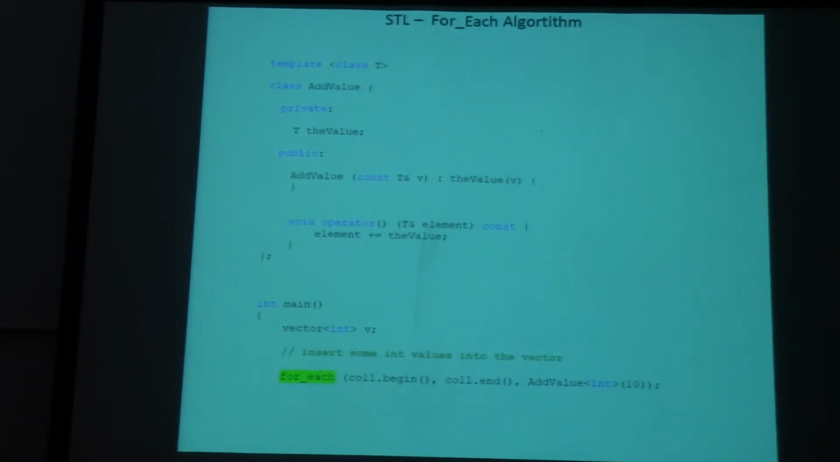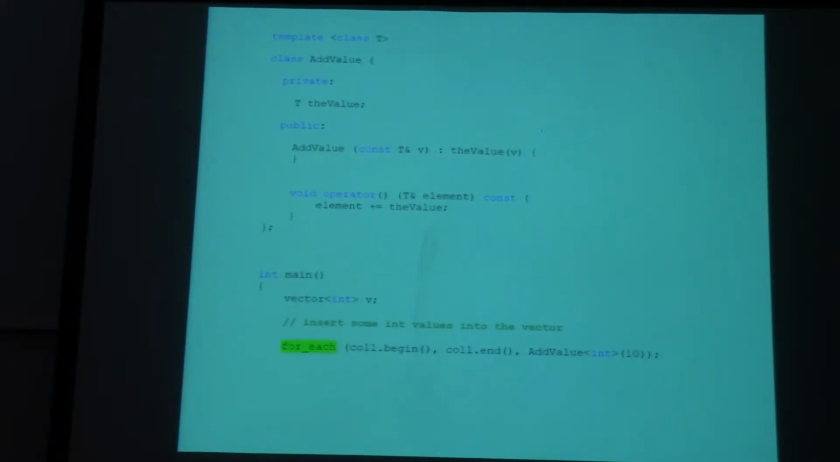Another cool algorithm is the for each algorithm. For each allows us to do something with each element of a container. So let's say I want to add a value to a container. So what am I going to do? Can you tell me what I'm doing here?